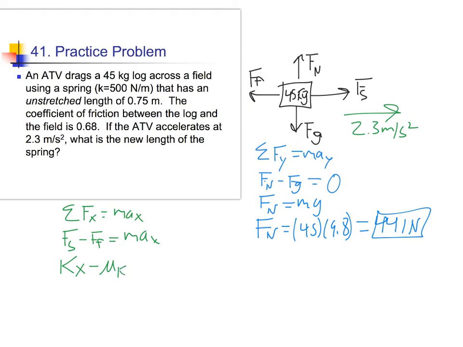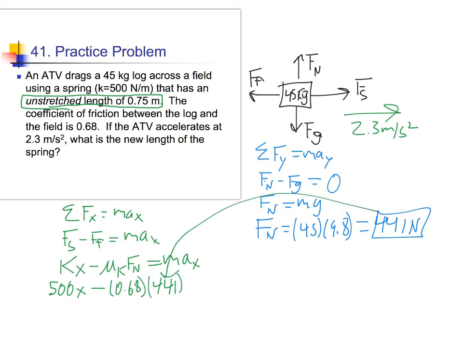For the force of friction, kinetic in this case, since it's sliding, I can say mu k times my normal force. And that's going to be equal to max. I'm going to go ahead and just sub in everything that I know. I know my spring constant is 500. I don't know my x, that's the distance stretched or compressed. So although I know this unstretched length of 0.75, x is actually the change in length. So I'm going to leave that as an x. Mu is 0.68 times the normal force that I just found here of 441. And that's going to be equal to 45 times my x acceleration, which is 2.3.